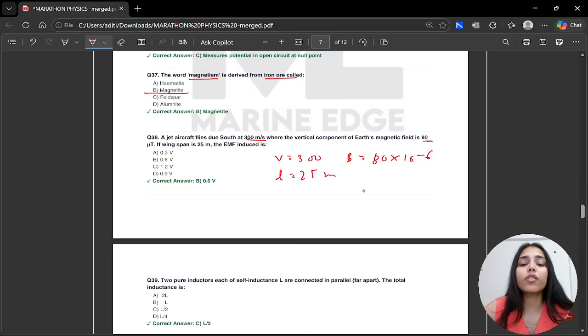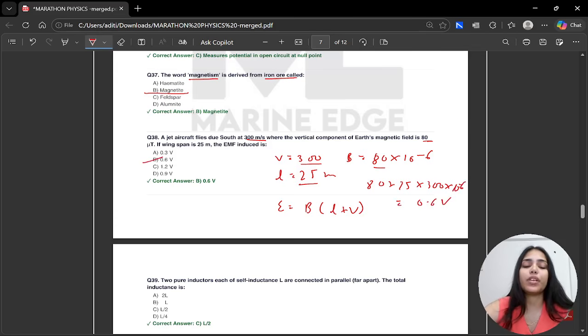So how much EMF will be induced? The value of induced EMF is V into L cross V. So 80 into 300 into 25. If you multiply all of that, 80 into 25 into 300 into 10 to the power minus 6, you'll get the value as 0.6 volts.